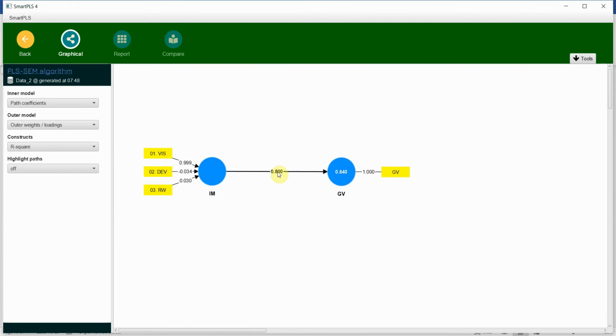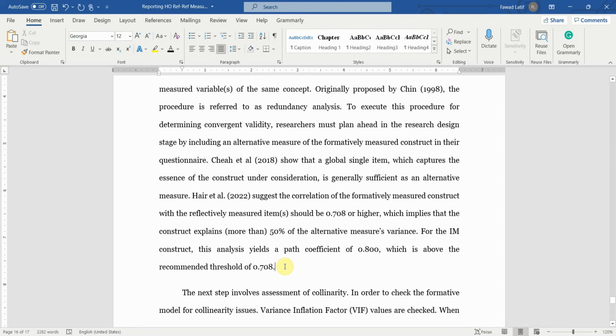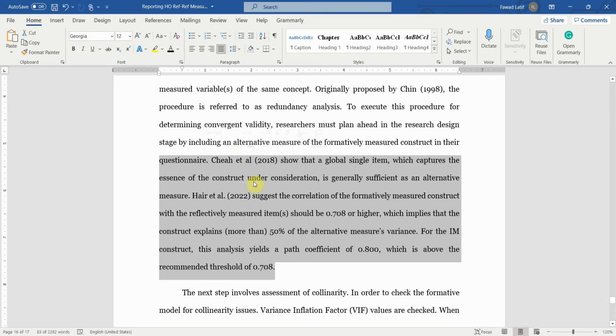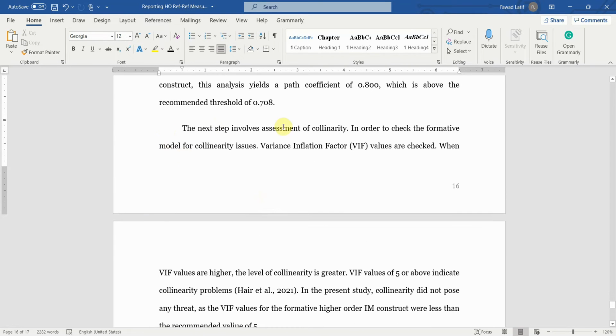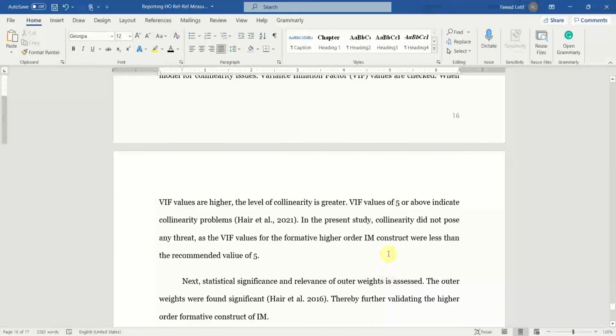And we have already done it previously as well. This is 0.800. And you can simply say that yes, it is 0.800, which is greater than 0.708. So this step 1 is done. Now the next step involves assessing the variance inflation factor. And when the values are greater than 5, then you have collinearity issues. In this case, we do not have any collinearity issues.